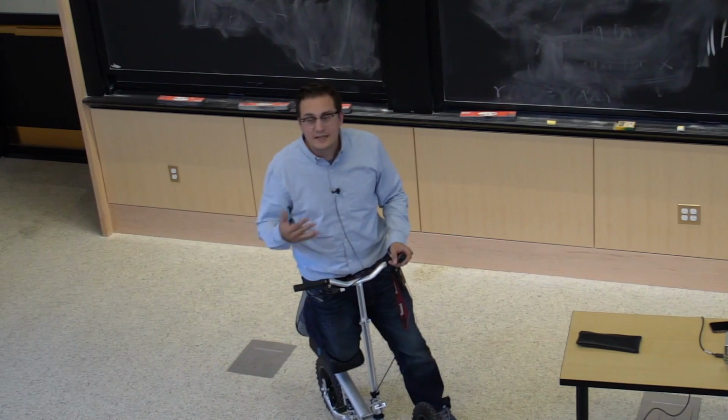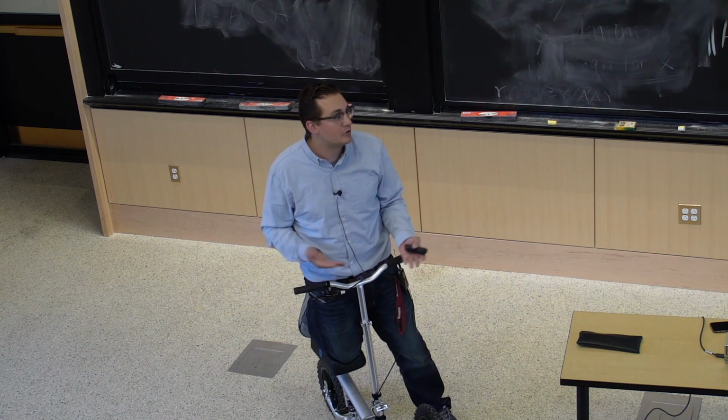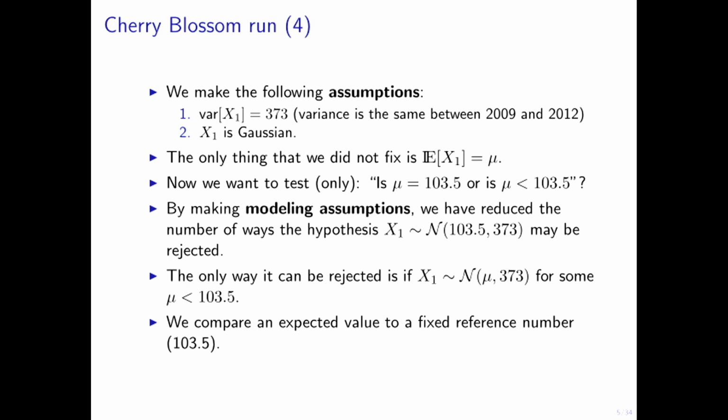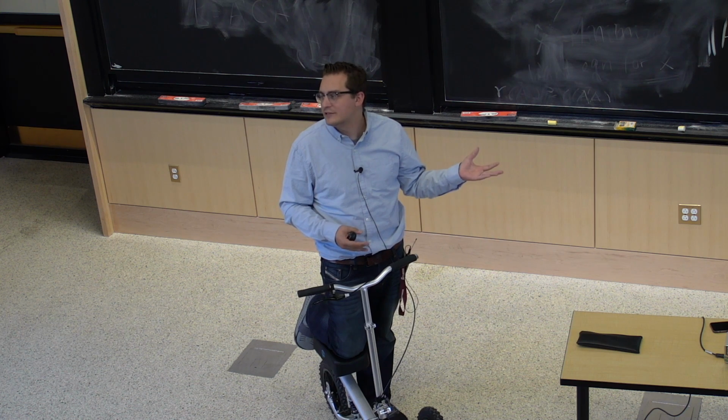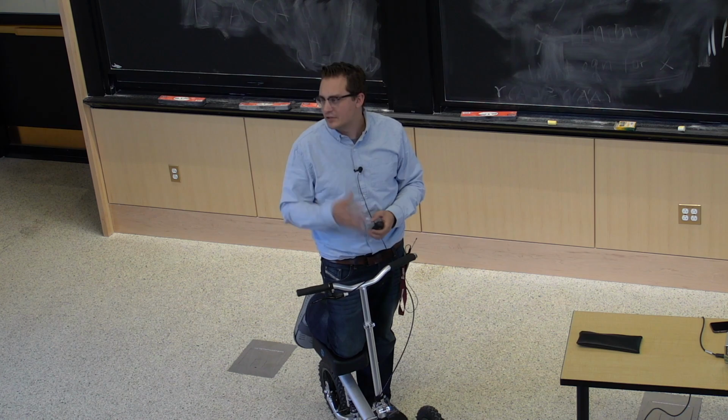So of course, when I did that, I need to basically fix the rest. And fixing the rest is actually part of the modeling assumptions. So I fix my variance to be 373. I assume that the variance has not changed between 2009 and 2012. Now, this is an assumption. It turns out it's wrong. So if you look at the data from 2012, this is not the correct assumption. But I'm just going to make it right now for the sake of argument. OK?